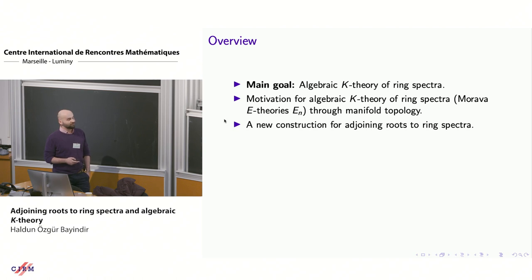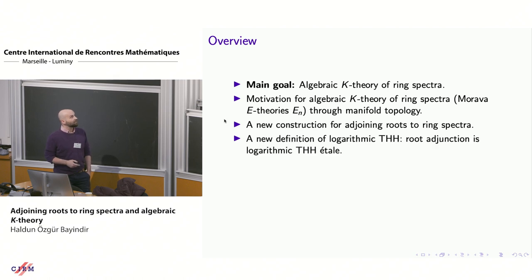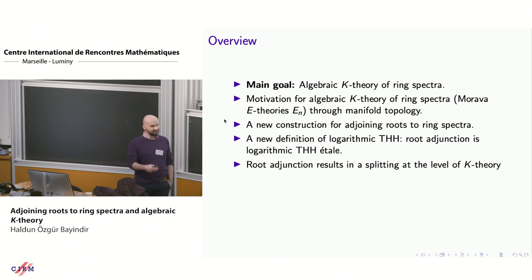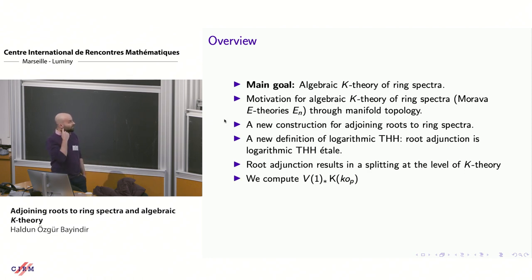We do this with an interest in topological Hochschild homology and algebraic K-theory. In particular, we make a new definition of log THH. We show that root adjunction is log THH-étale. Furthermore, we show that root adjunction in ring spectra results in an interesting splitting of algebraic K-theory. Through that, we obtain a computation of V1 homotopy of K-theory of the p-completed real K-theory spectrum using Ausoni's computation of the K-theory of KU.